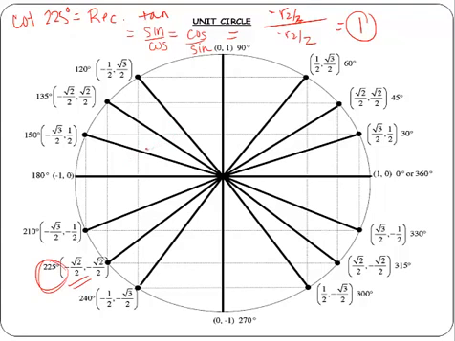Okay. What if I ask for secant of 300 degrees? Secant is a reciprocal of cosine. So go to 300, which is right here. The cosine is the first one. Now take the reciprocal of that. So it's just going to be 2.